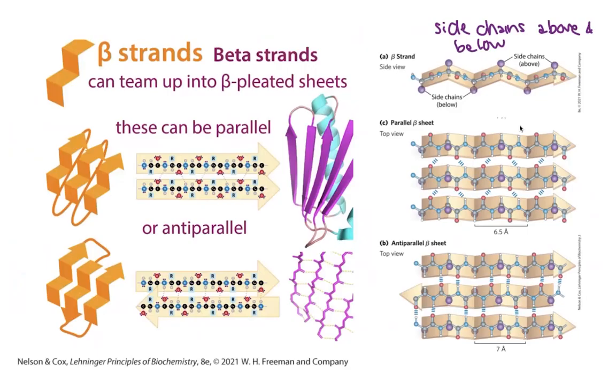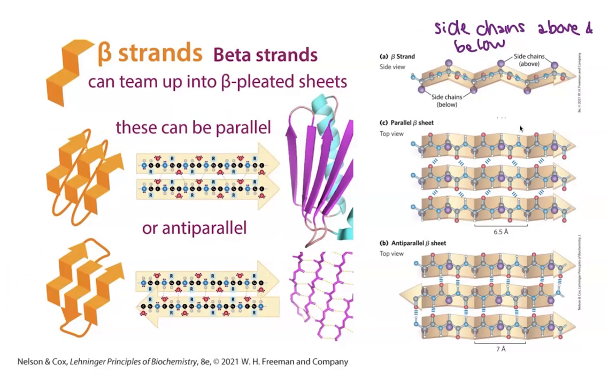And then what's going to happen is that the actual hydrogen bonding is coming in between these different strands. So it's not in between a single strand, but between multiple strands that are pairing up to form these sheets. And again, these can be parallel sheets, or they can be anti-parallel sheets.